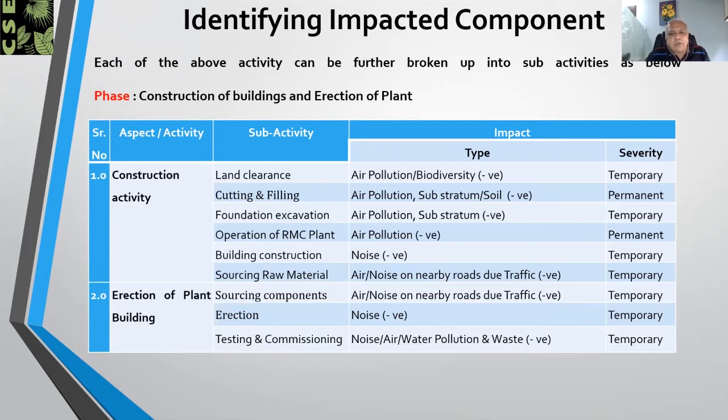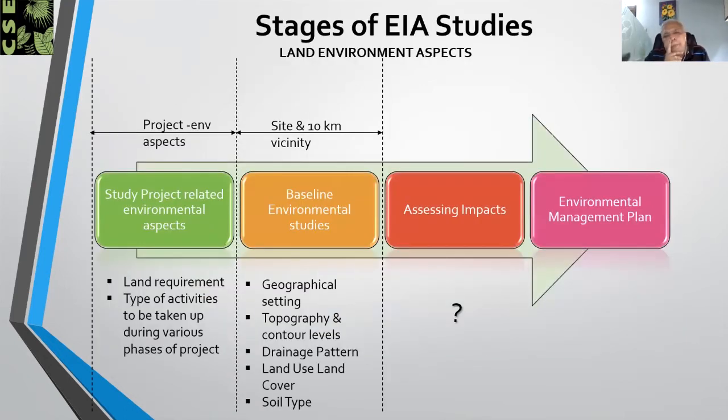So in all these aspects, the principal impacts which are likely can be identified by breaking the aspect or the activity into various sub activities, in order to better understand the impacts on the likely components of environment which will be impacted from the proposed project.